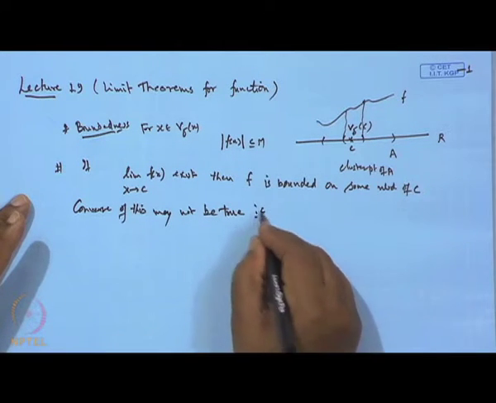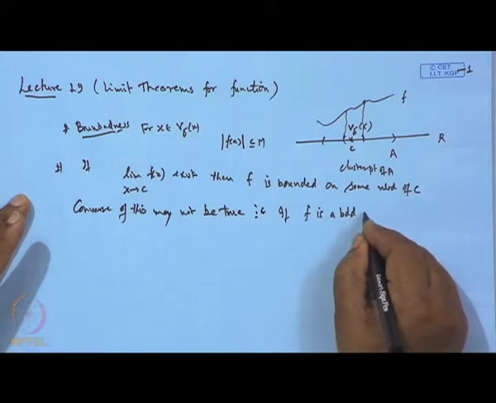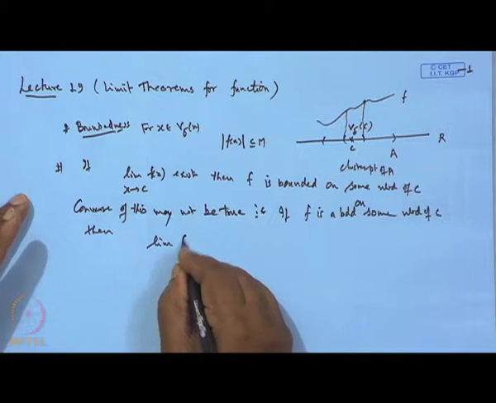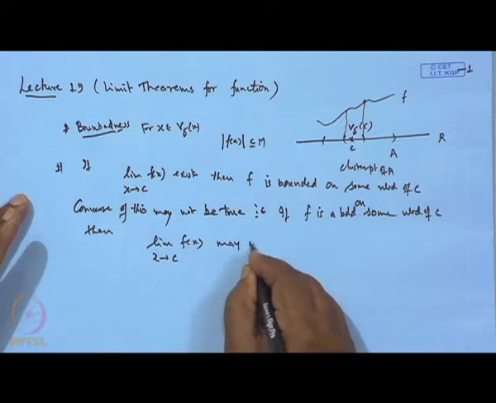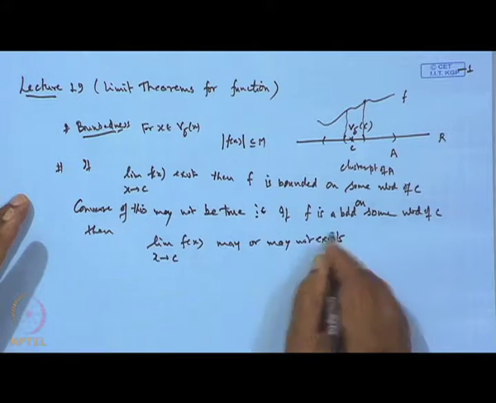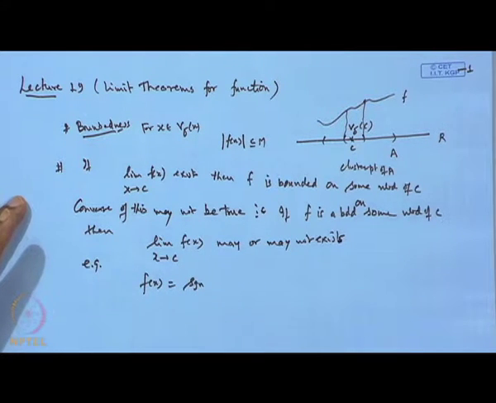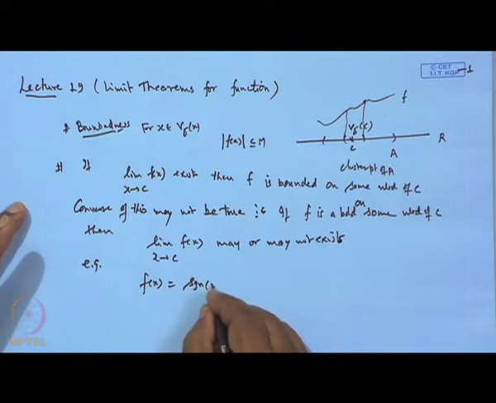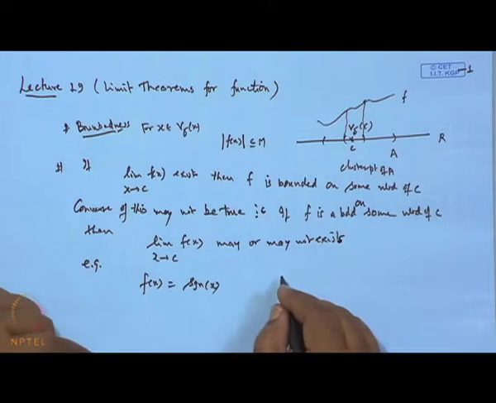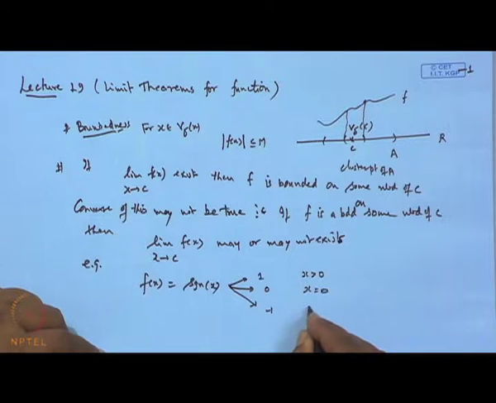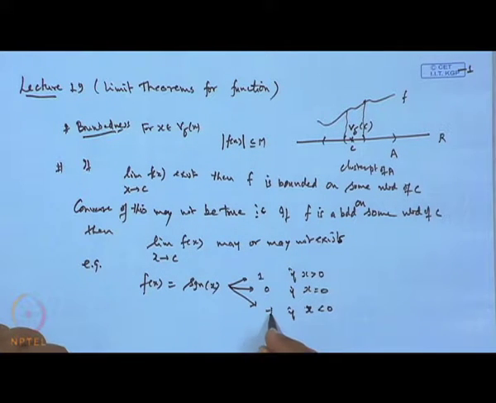always. That is, if f is a bounded function on some neighborhood of C, then the limit of this function f(x) when x tends to C may or may not exist. For example, if we take the function f(x) as signum of x, which we have already discussed, it has value 1 when x is greater than 0, equal to 0 when x is 0, and has a value minus 1 if x is negative. Clear? And we have seen that the range of this function is bounded.